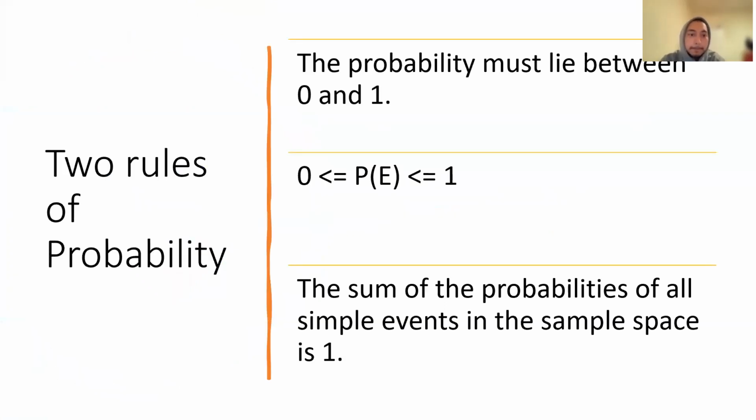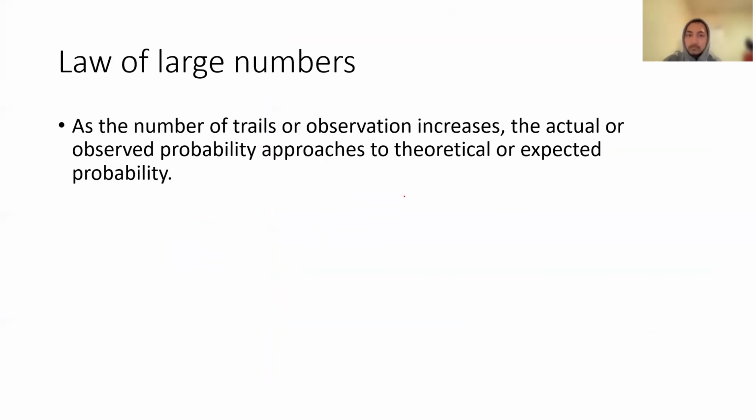Okay. So the rules of probability: the probability always lies between 0 and 1. So my probability should always be between 0 and 1. And the sum of probabilities of all the events in the sample space should be equal to 1, right? So if you toss a coin, it is 0.5 for head, 0.5 for tail. So that is 1. It should not exceed 1, right? So this is the rules of probability.